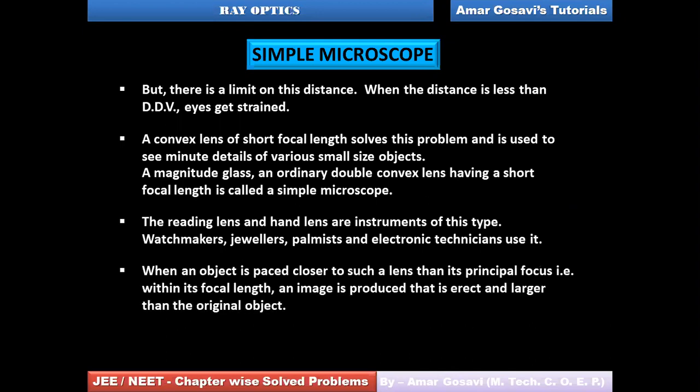What happens when you place an object closer to such a lens, within its principal focus? An image will be produced, and that image is erect and larger than the original object. That means an erect and magnified image is produced. We have seen how the ray diagrams work for a simple microscope in the earlier sessions, if you recall. Please make a note of this before we proceed further.